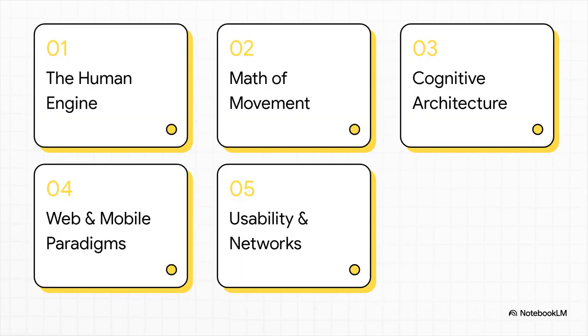To get you exam ready, we've organized our agenda around 5 high-probability topics from your past papers. 1. The human engine. 2. The math of movement and choice. 3. Cognitive architecture. 4. Web and mobile paradigms. And 5. Usability and networks.